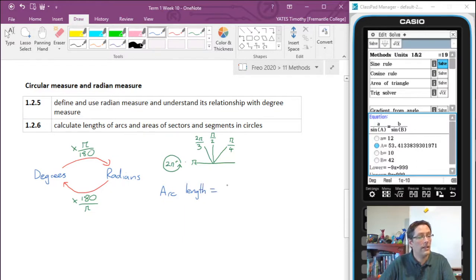And now the actual reason why we like to use radians is because it makes these sorts of formulas really easy. If we have already converted our angle into radians, we can very easily work out the arc length. It's just the radius multiplied by that number. So if we've got pi on 4 radians and a radius of 3, then it will be 3 pi on 4 radians for our arc length.